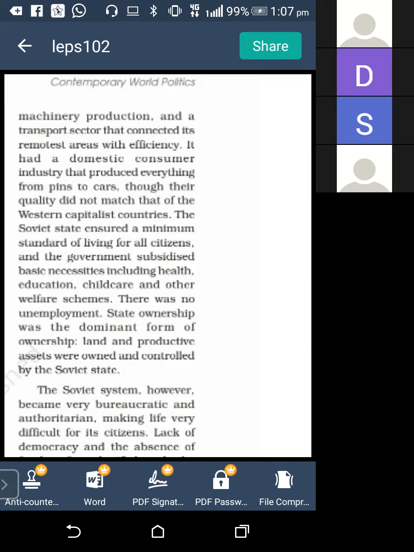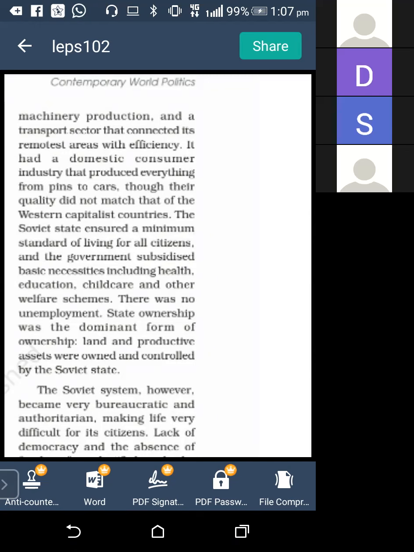Though their quality did not match that of Western capitalism, quality was not so good because slowly and steadily they were gaining the production. So quality, they were improving, but it was not so good if we compare it to the capitalist one.